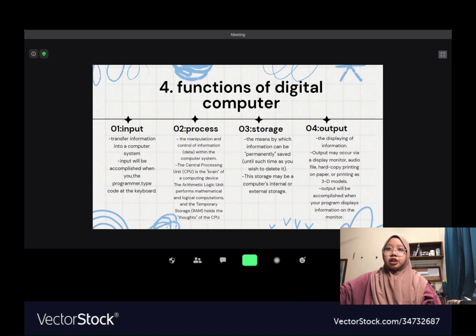Third, storage means by which all information can be permanently saved. So if not, the data cannot be saved and it is suddenly gone.